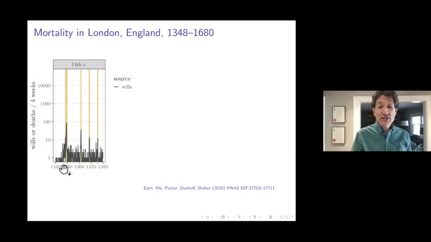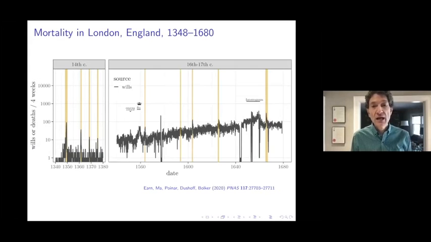When we look at the 14th century, this is the pattern of wills, and I've highlighted in yellow the years when historical records indicate there was a plague epidemic and there were more wills written. This is a log scale, so these are quite large jumps. In the years when we know there were plague epidemics, people were probably writing their wills because they were scared or knew they were about to die.